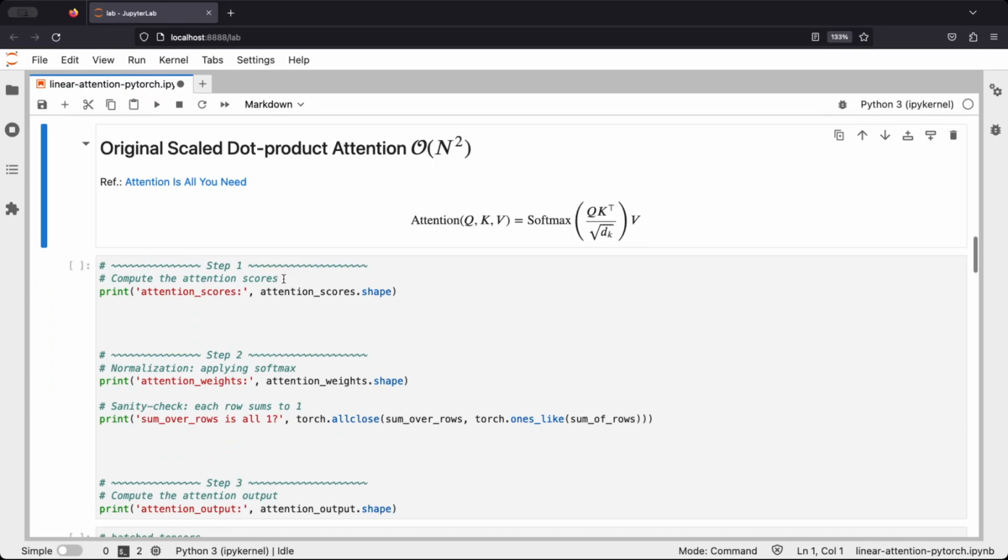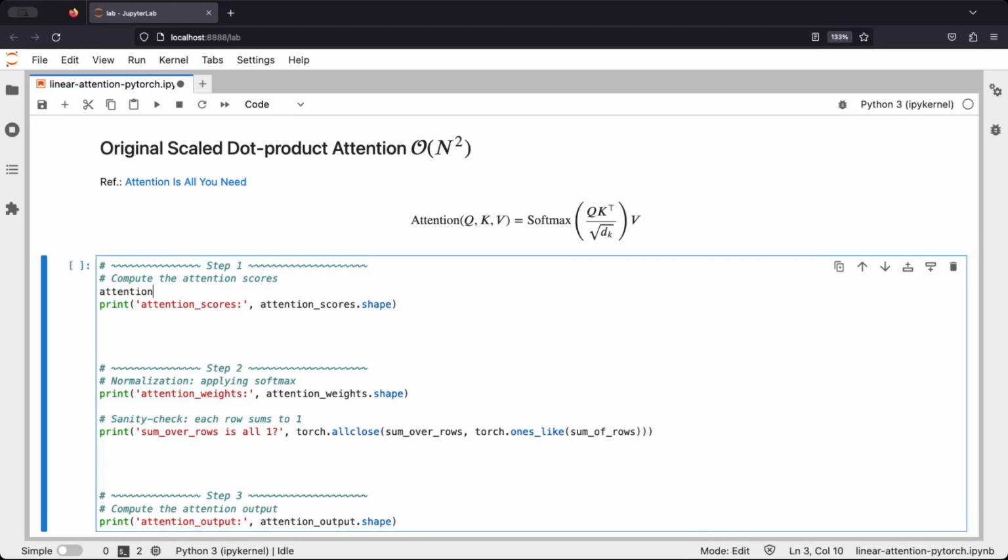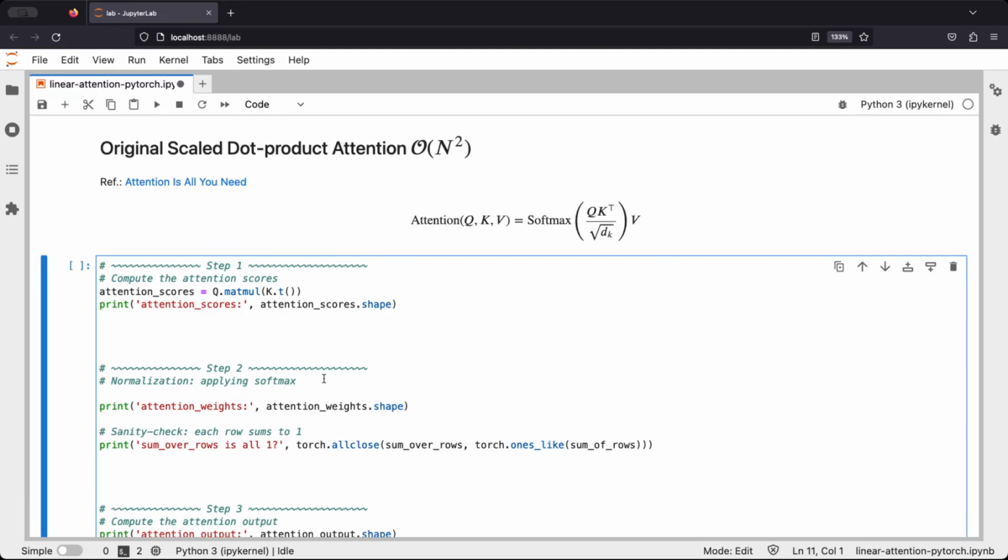Step 1, we compute the attention scores. The attention scores are defined as QK transpose. So we say Q.matmul K transpose. For transpose, we use this .T. That gives us the attention scores. In step 2, we need to do normalization using softmax, so normalization and scaling. We do those 2 here. We call them attention weights, which equals, so that is attention scores.